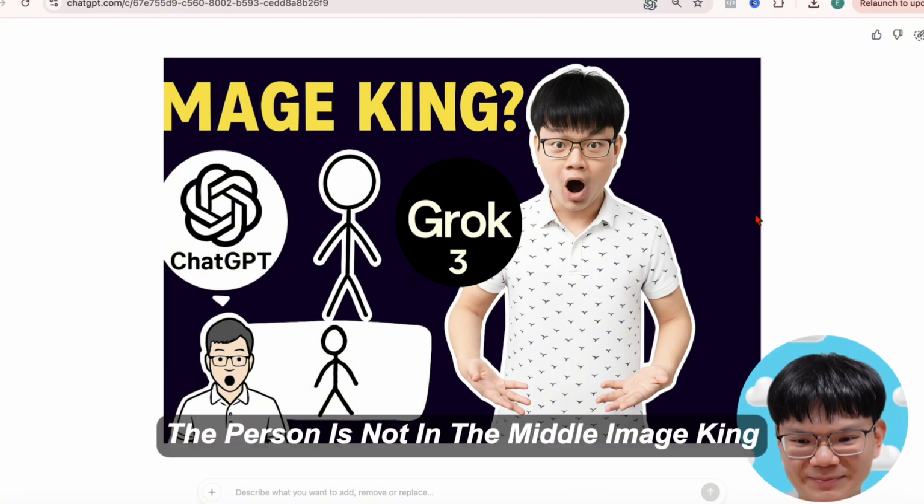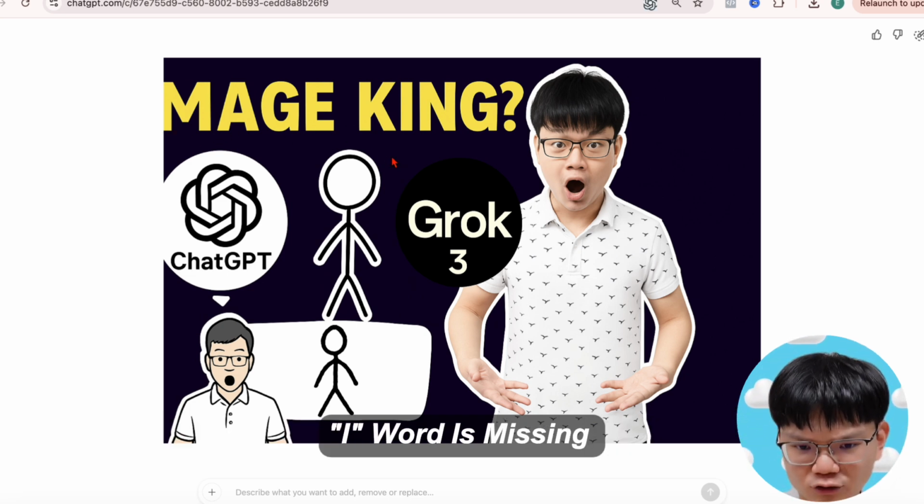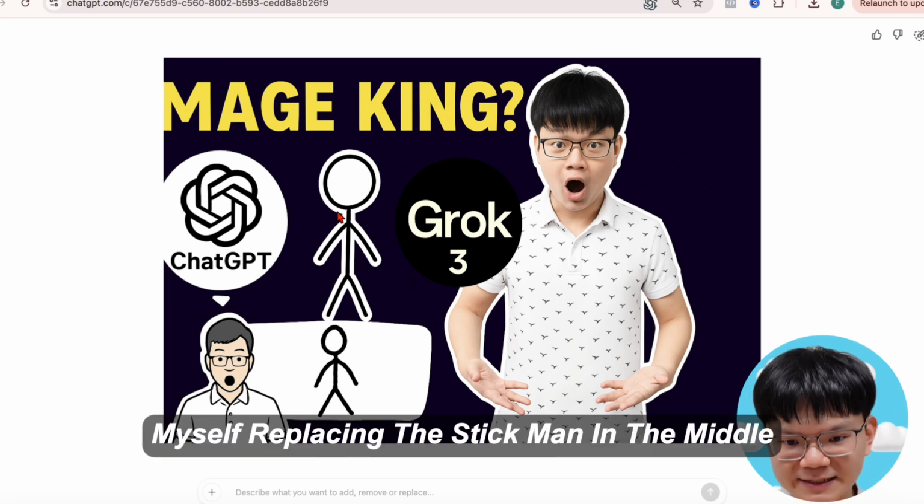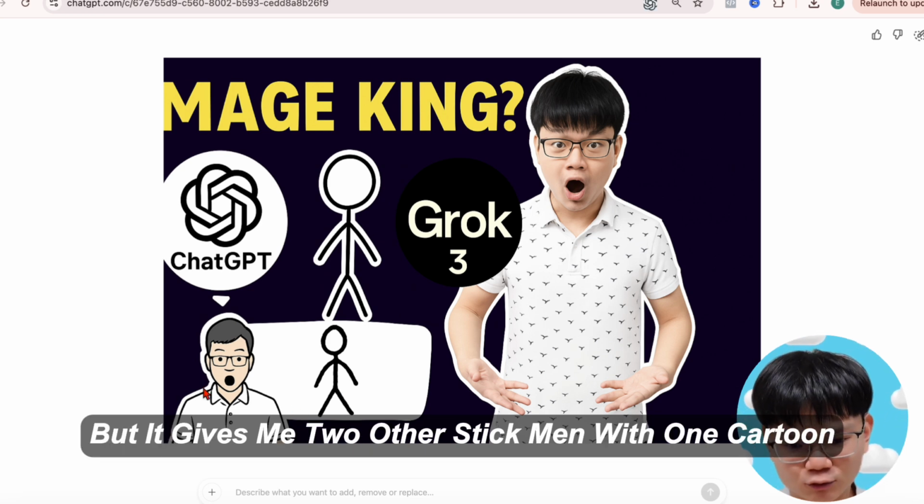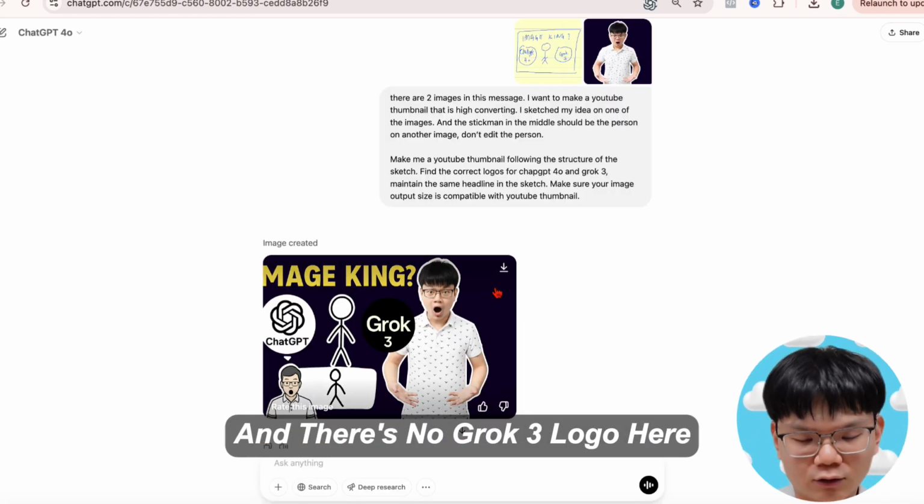First of all, the person is not in the middle, in "image king" the I word is missing, and there are so many statements. I just want me myself replacing the statement in the middle, but it gives me two other statements with one cartoon. So this one is completely messed up, and there's no Grok 3 logo over here.